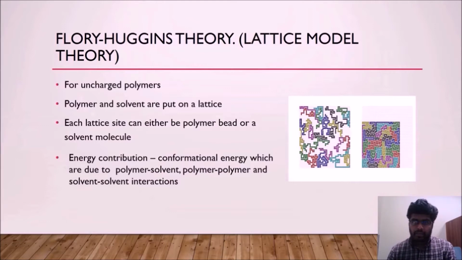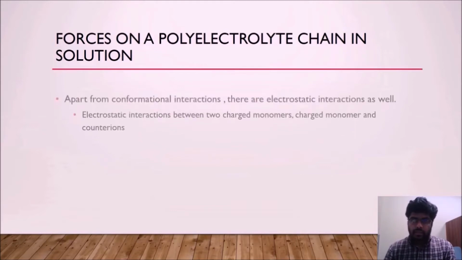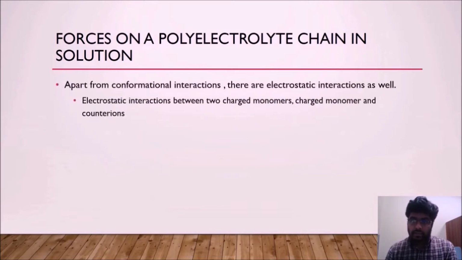The left-hand side of the image represents polymer in a good solvent, where polymer-solvent interactions dominate, and polymer chains move freely in solvent. Whereas the right-hand side of the image represents the polymer in a bad solvent, where polymer-polymer interactions dominate and polymer molecules stick to each other. The energy of the system is described by its conformational energy, which is mainly due to polymer-solvent, polymer-polymer, and solvent-solvent interactions. But for polyelectrolyte solutions, apart from conformational interactions, electrostatic interaction exists as well.